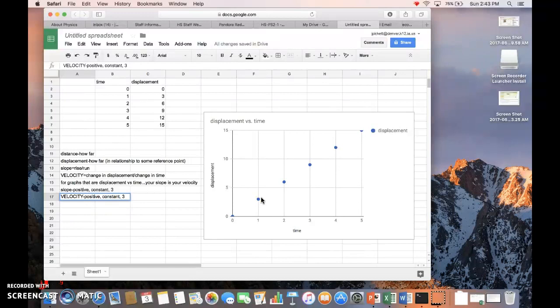Now I can change this graph pretty significantly if I double everything. So I go from 3 to 6, then from 6 to 12, 12 to 24, and 24 to 48. And what we notice is this graph changes and the slope changes. It looks like the slope increases, or the steepness of my line increases as well. And if the steepness of my line increases or my slope is increasing, that must mean that my velocity is increasing.